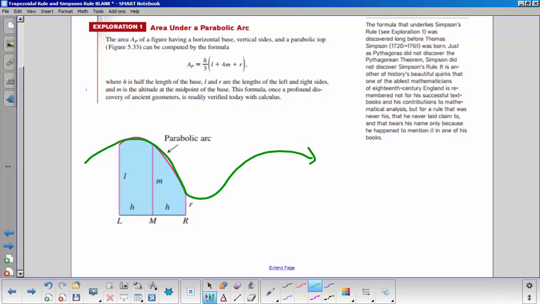Okay, that's our curve, and then we're going to approximate it. Instead of putting little micro tangent lines or secant lines on top of the curve, we're going to put mini parabolas on top. So Simpson's rule is really helpful when you have a curve that's curvy and not linear.